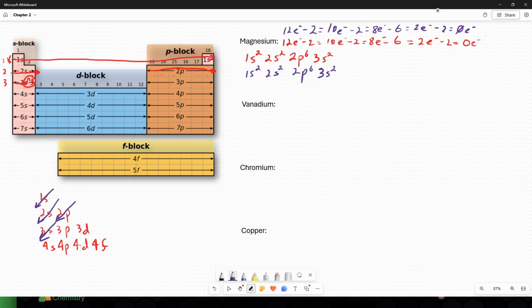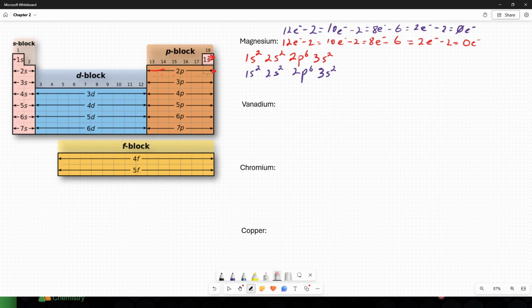All right. So that's the electron configuration for magnesium: 1s2, 2s2, 2p6, 3s2. Now, if we want to do something like vanadium, I'm going to go ahead and erase this and this. I'm going to leave the red one here because I think we got the idea. It's the exact same thing.